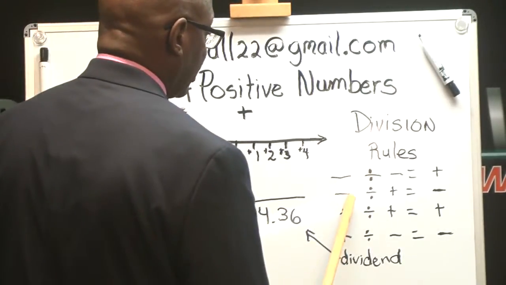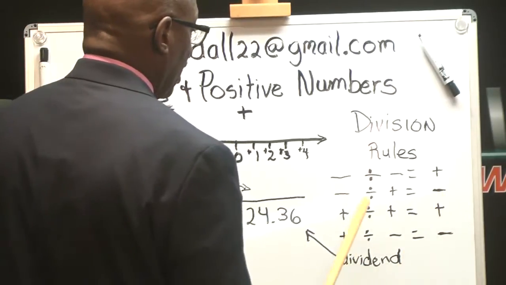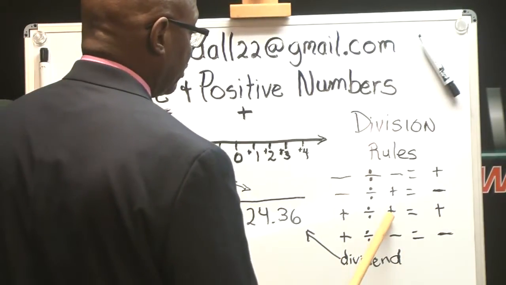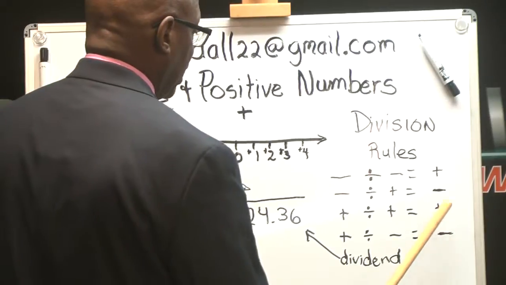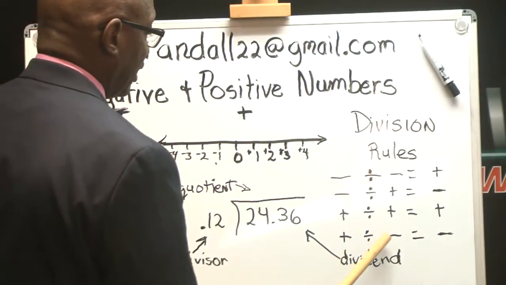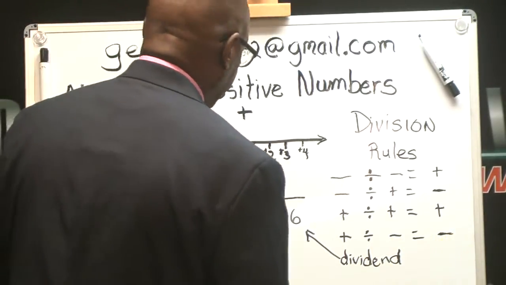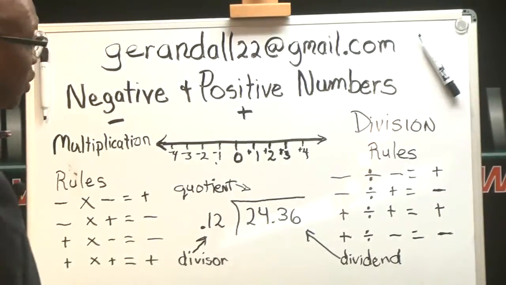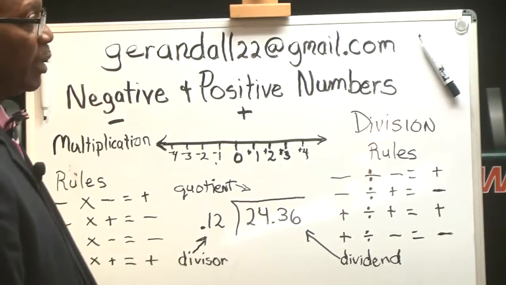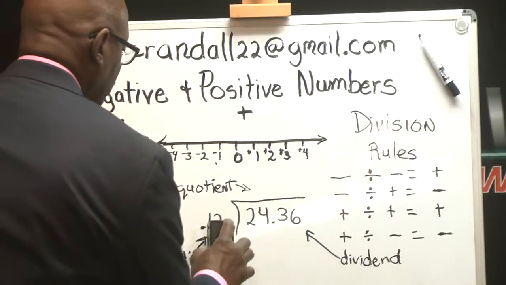Next rule, a negative divided by a positive is a negative. A positive divided by a positive is a positive number. And last but not least, a positive number divided by a negative number is a negative for your answer or quotient. Okay, so we've talked about these rules.